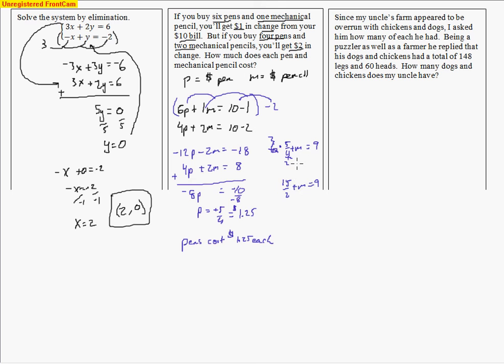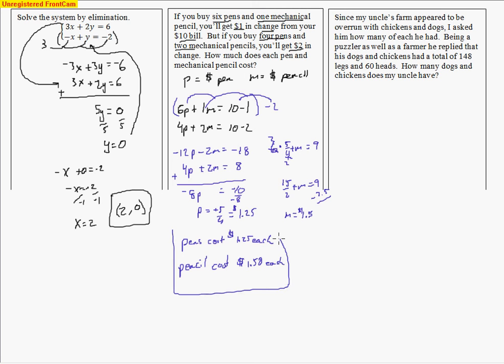I like multiplying by fractions better because I don't have to deal with the decimal. Now I'm going to change it back to a decimal because I know that's 7.5. So I'm going to subtract the 7.5 from both sides. And now I've got $1.50 for M. So what's that mean? Well, that's the mechanical pencil. So the pencil costs $1.50 each.